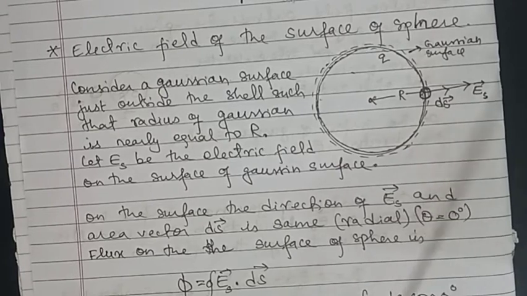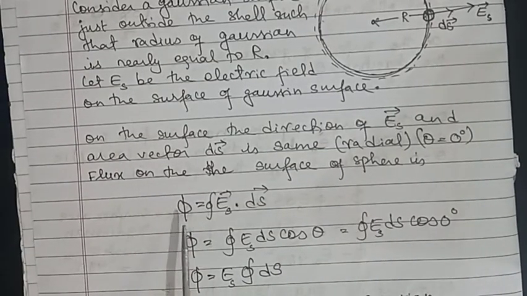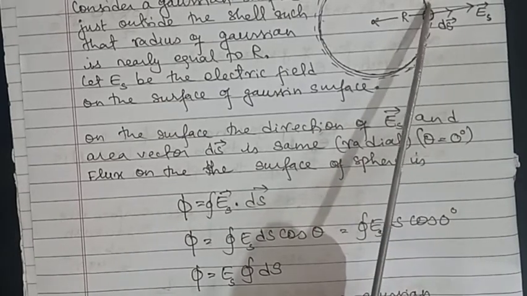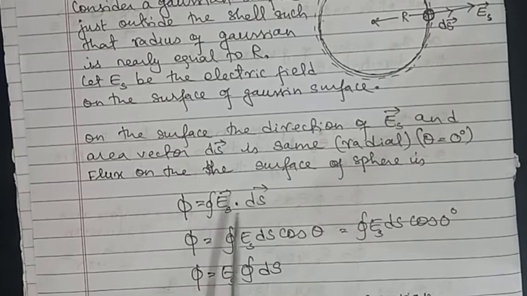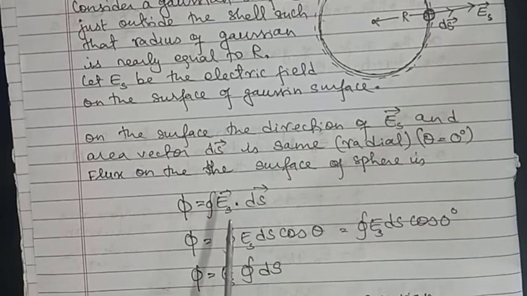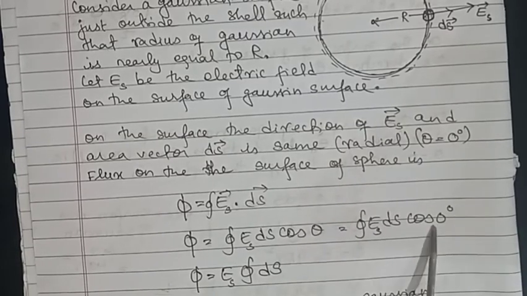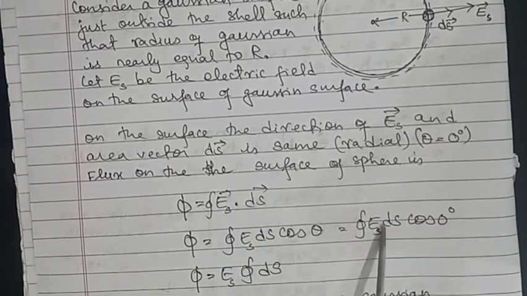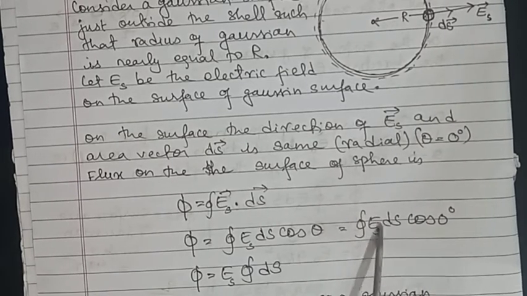So theta is equal to 0. I have written the same thing. So the flux through this small area dS will be given by flux is equal to E_S dot dS. For the dot product I can write cos theta, and theta is 0 degrees, and I can take this E_S out because it's a constant.